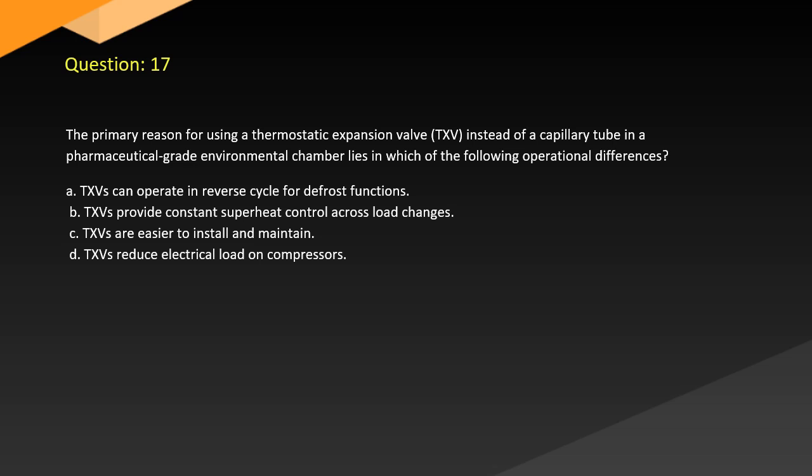Question 17. The primary reason for using a thermostatic expansion valve (TXV) instead of a capillary tube in a pharmaceutical-grade environmental chamber lies in which of the following operational differences? A. TXVs can operate in reverse cycle for defrost functions. B. TXVs provide constant superheat control across load changes. C. TXVs are easier to install and maintain. D. TXVs reduce electrical load on compressors.